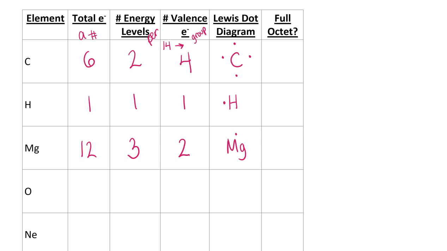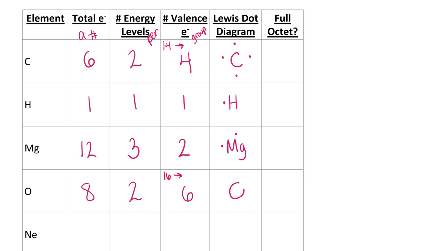I'm going to put 1 dot there and then 1 on this side, and that's it. Okay. Oxygen. Oxygen has an atomic number of 8. It is in period number 2, so it occupies 2 energy levels. It's in group number 16. It does not have 16 valence electrons. We chop the 1 off. It really only has 6 valence electrons.